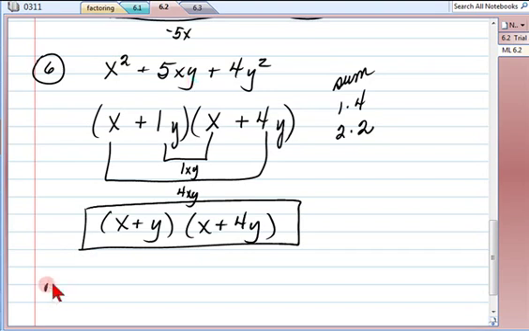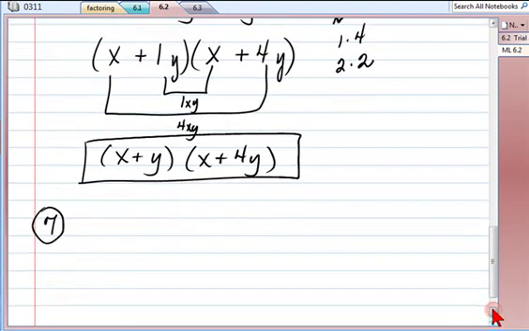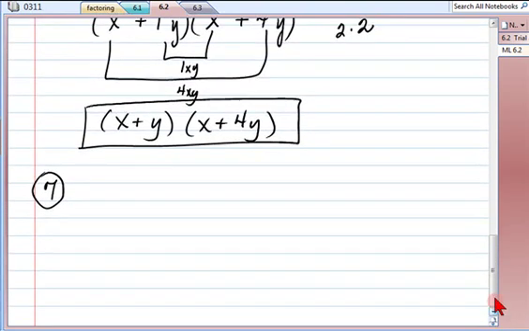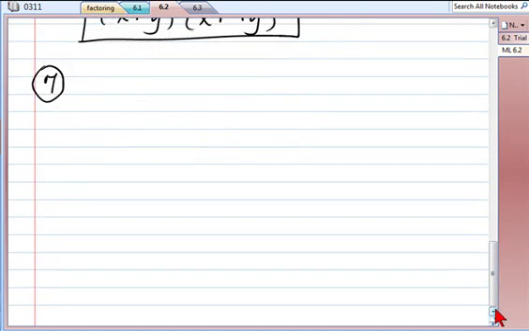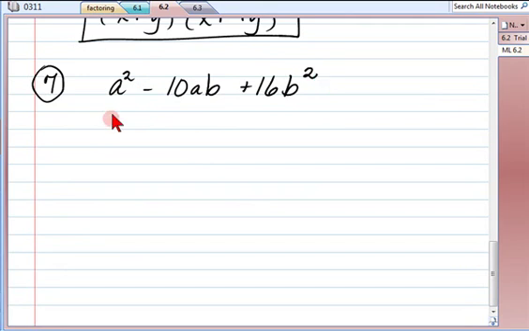Let's look at number 7. All right, let's factor a squared minus 10ab plus 16b squared. This time I have 2 variables. I have an a squared on the front, a b squared on the back, and an ab in the middle. There is no common factor to all those terms. I will try trial and error.